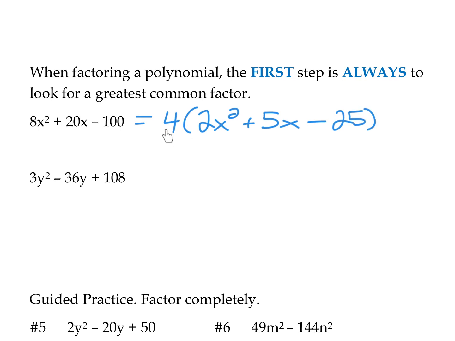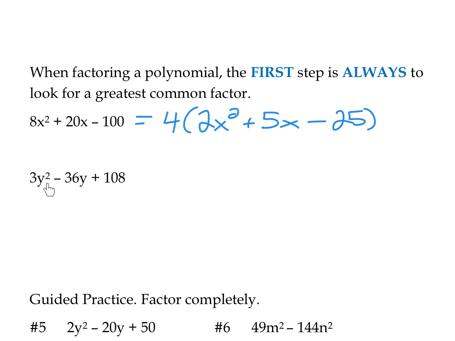All right, so 4 times 2, what's the greatest common factor? Factors of 8, factors of 20, and factors of 100, and 4 is the biggest number that's a factor of all 3 of those terms. So this would be how we could factor something like this.